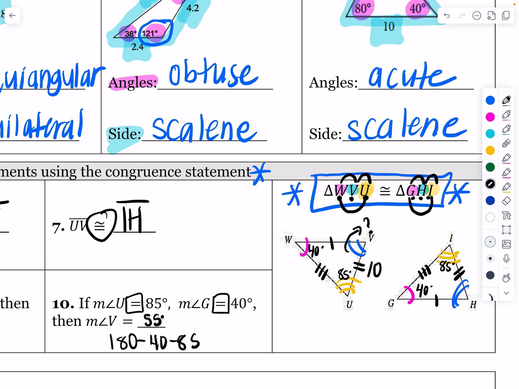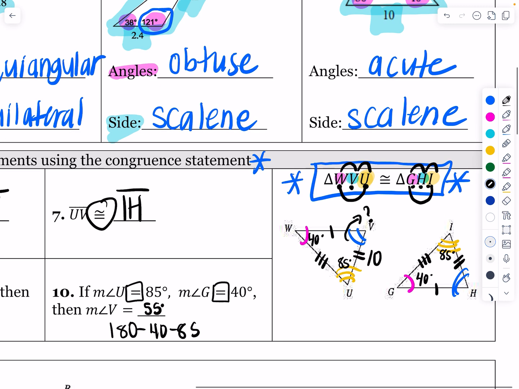Let's say you didn't have a picture. How could you work this problem if you didn't have a picture? We would do this. So it says if U is 85. So I go ahead and fill this in up here in the statement. If that's 85, then that's 85. And then it says if G is 40. So if this is 40, then this is 40.